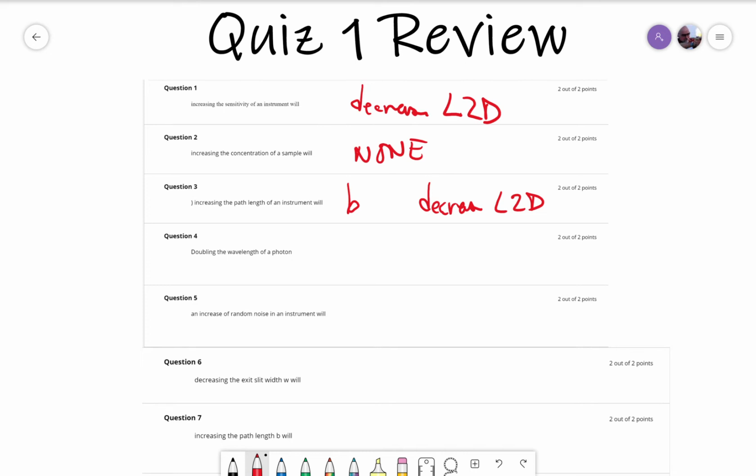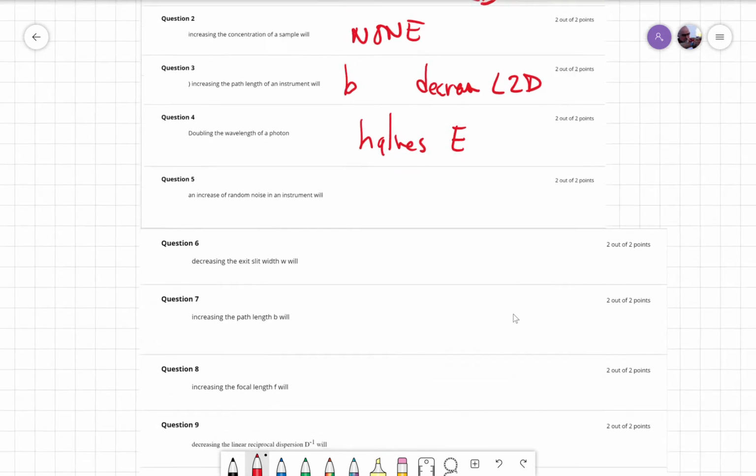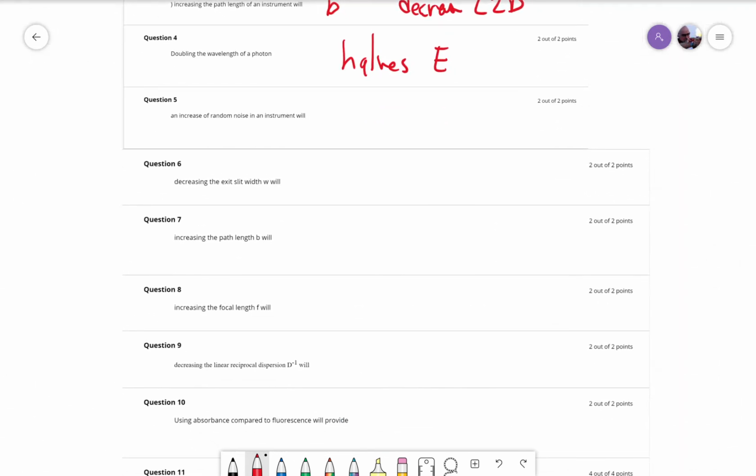Doubling the wavelength, making a longer wavelength, means lower energy. That halves the energy. An increase in the random noise of an instrument has no effect on sensitivity, but it will increase the limits to detection.